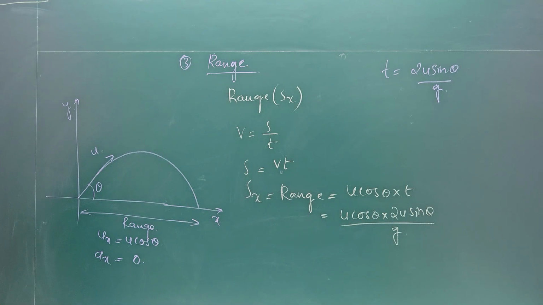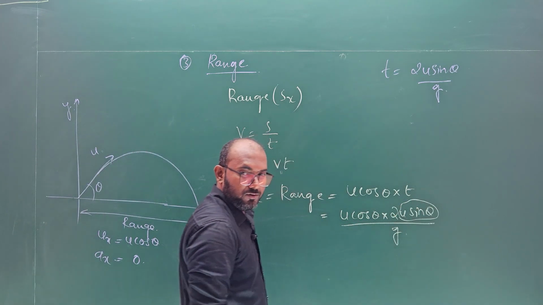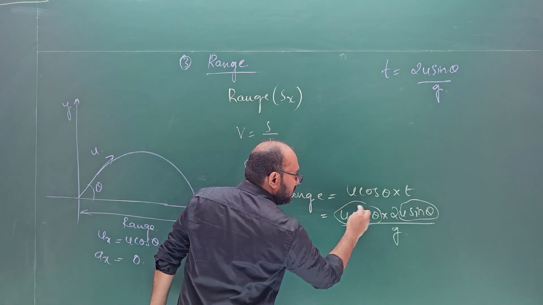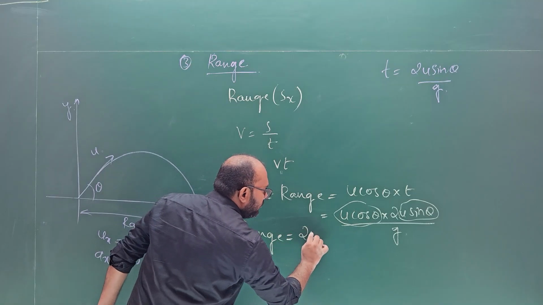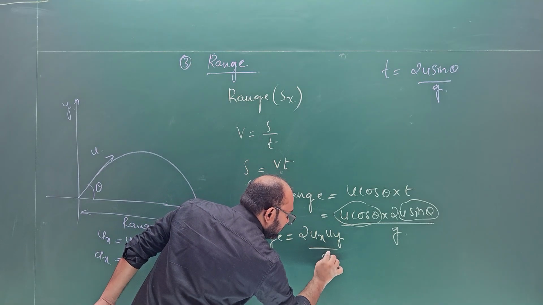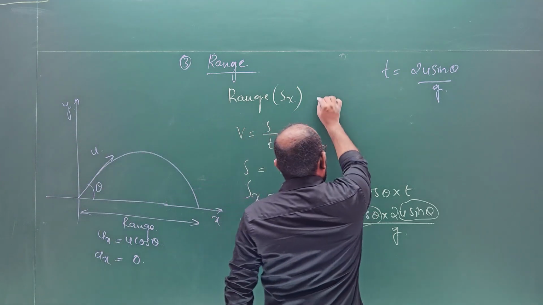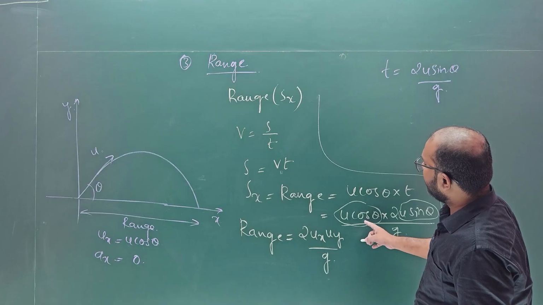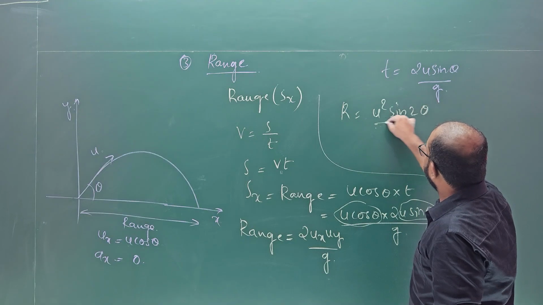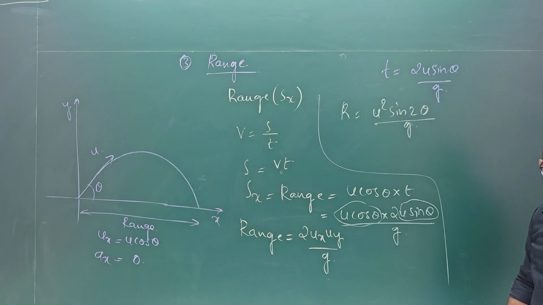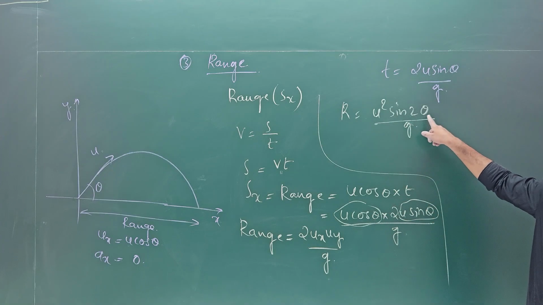Okay, can I also say that u sine theta, what is your u sine theta? Uy. Can I say this is your ux? So can I also write like this? Range is nothing but 2 times of ux uy upon g. Can I also write this as range r is nothing but u square sine 2 theta upon g. Look carefully, 2 sine theta cos theta is nothing but sine 2 theta, na?